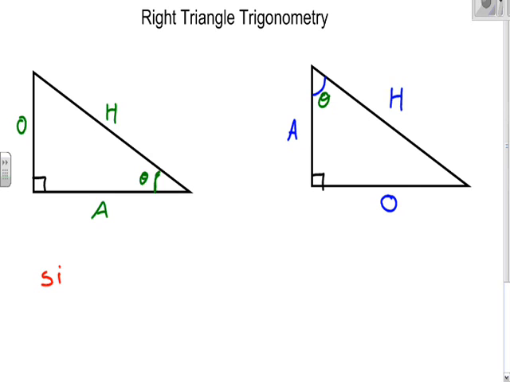And the three trigonometric ratios are sine, cosine, and tangent. Sine, abbreviated SIN, is the ratio of the opposite side to the hypotenuse.